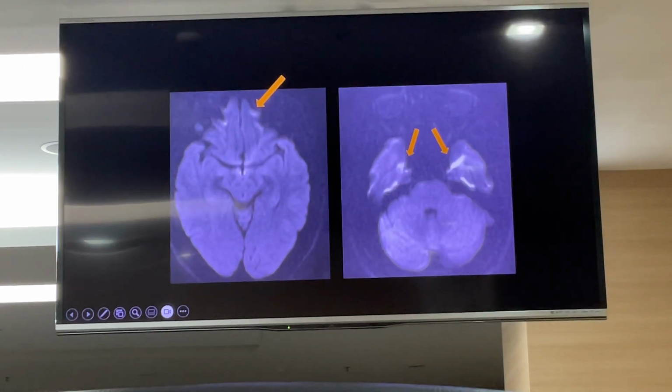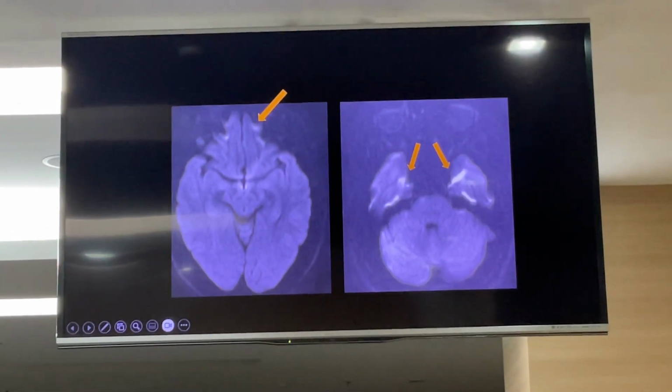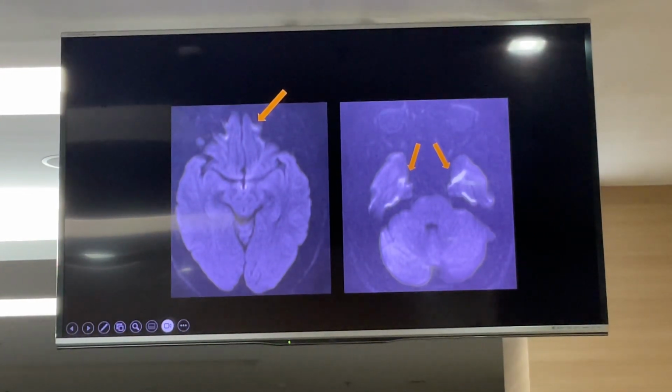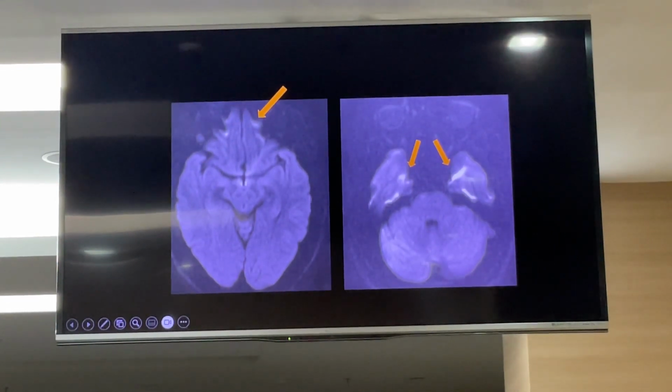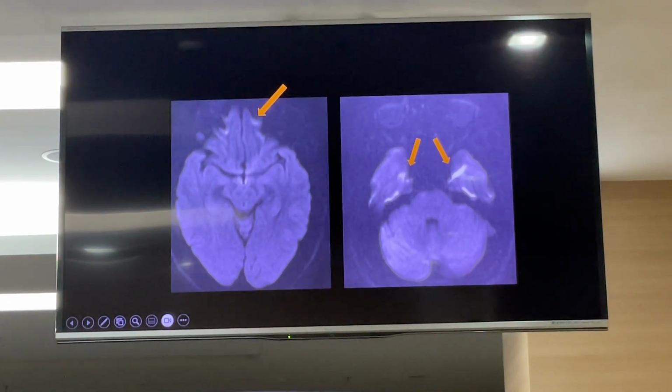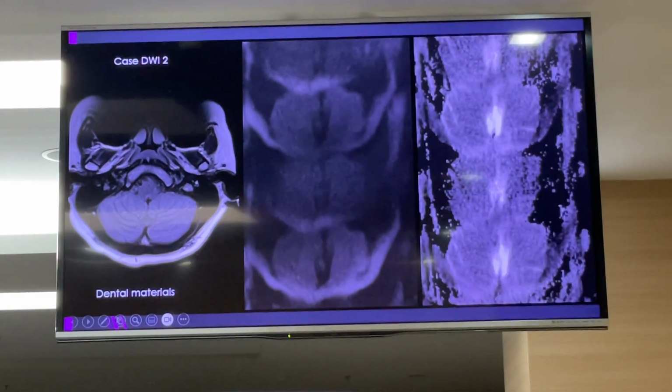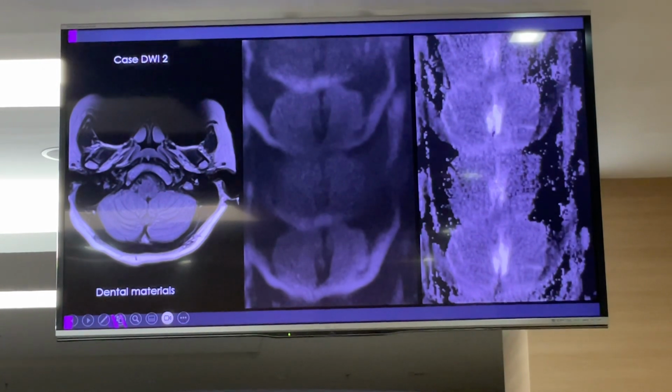So I'm going to talk about limitations and artifacts with the clinical scanner. With clinical DWI, you can see artifacts over the temporal and also inferior frontal regions because of the air-bone interface of a large sinus in the patient. It might be worse like this if the patient has dental material. Okay, this is DWI, but you cannot evaluate anything.